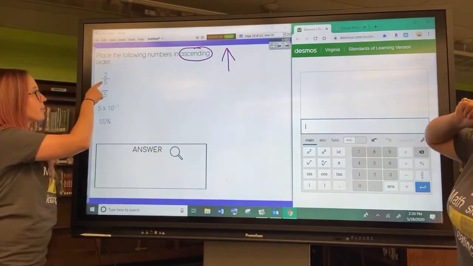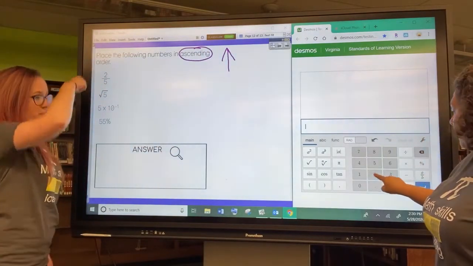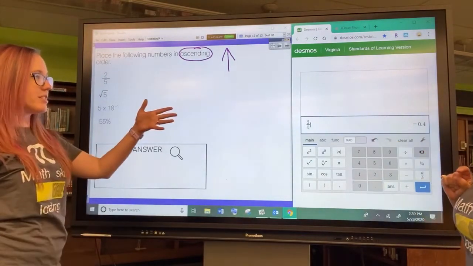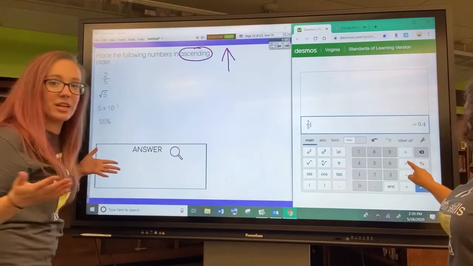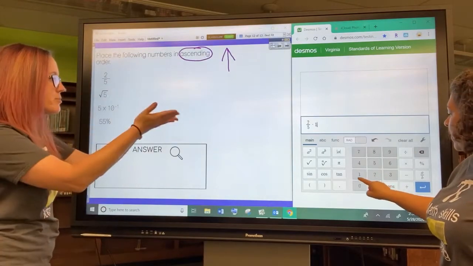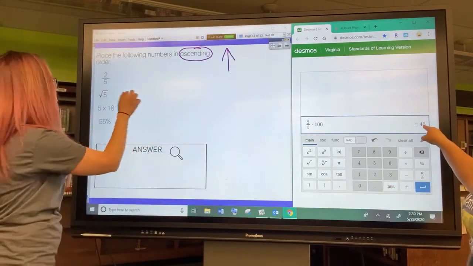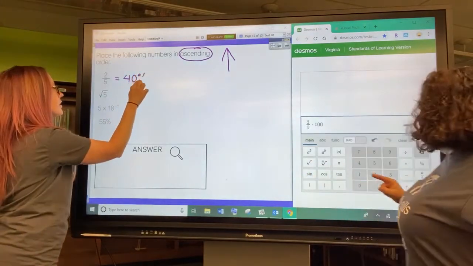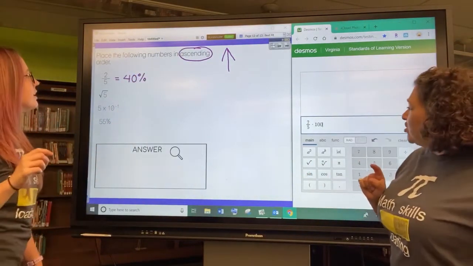So for the first number, we're just going to put 2/5 into the calculator. Alrighty. And it gives us a decimal, and we know that the way to change any number to a percent is times 100. So that's our percent, 40%. Beautiful. Okay. Shall we look at the next one?